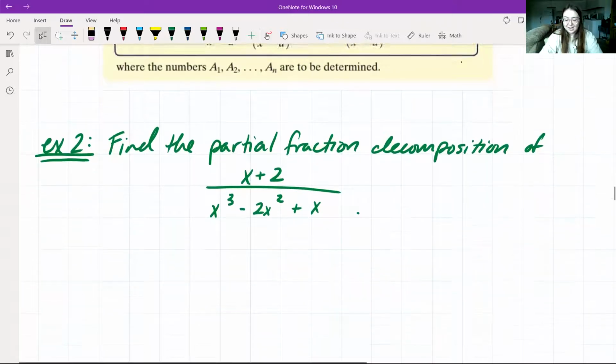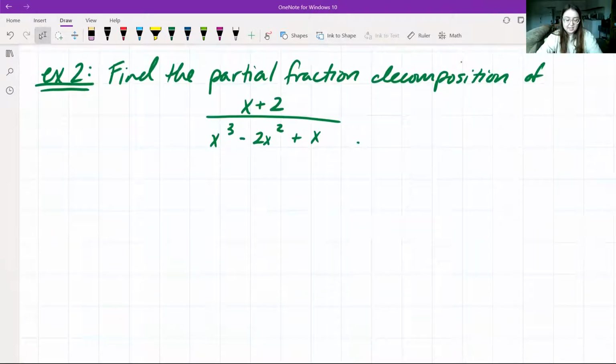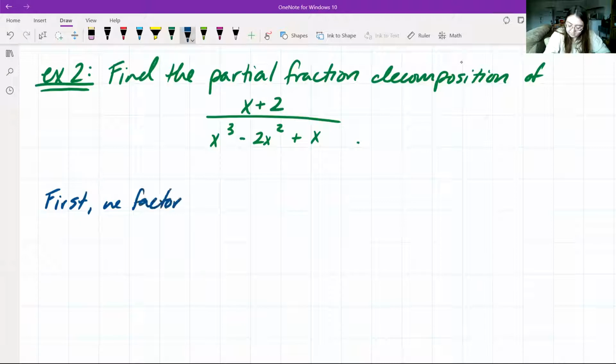So all right, let's go ahead and do an example. So example 2, we want to find the partial fraction decomposition of x plus 2 divided by x to the power of 3 minus 2x squared plus x. So first things first, you always want to factor the denominator. So first, we factor the denominator.